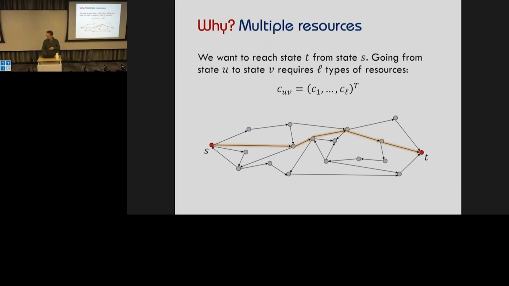So that's one reason to study the problem. There is another motivation related to fairness. So we may assume that we have L parties, and moving from state U to state V has different costs for different parties. Now our goal is to find a fair solution, a solution that has small costs for all parties. We don't want just one party to pay for the entire path.